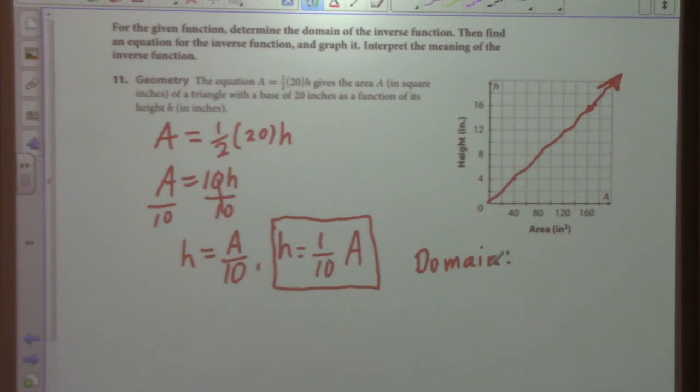Zero to 160? Or is it 0 to 16? So 0, and really we have our arrow here, so what is this really going to be? Infinity, right? Now, next question, are we going to have bracket 0 or parentheses 0? Bracket. I think bracket 0. So bracket 0, you're saying?